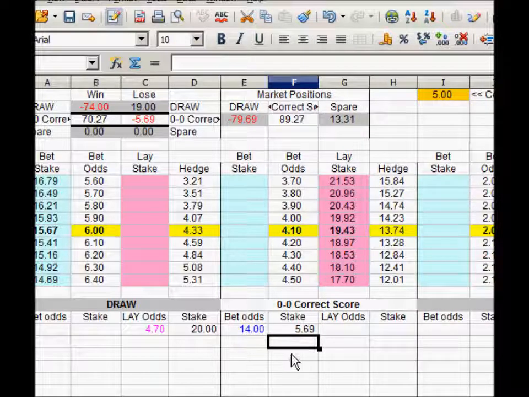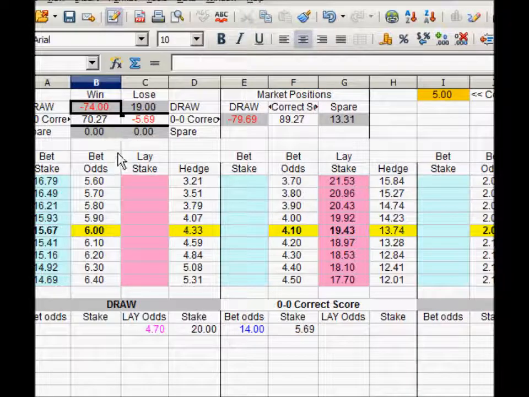£5.69 stake. Now up at the top here you can see that that lay there of £20 gives a liability of minus 74, and if we just simply divide 74 by 13 we get a stake of 5.69, which doesn't cover the whole 74, but it covers most of it.